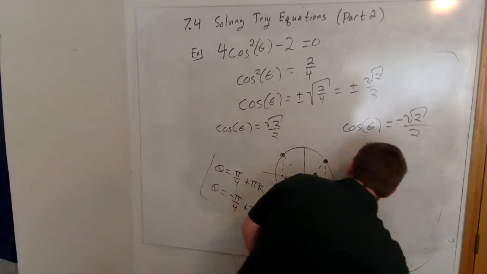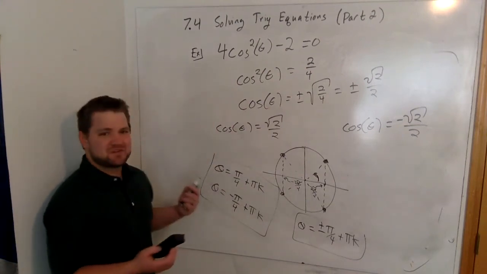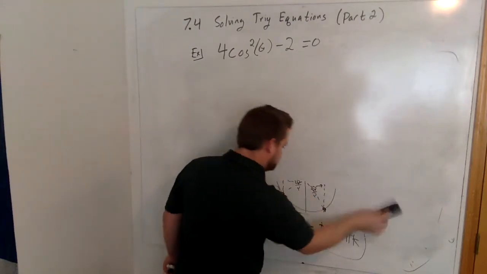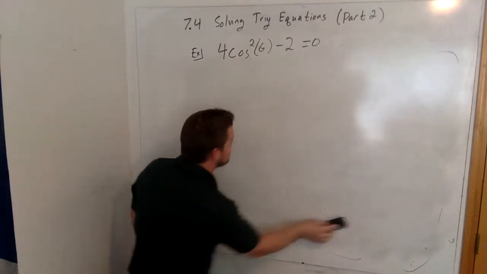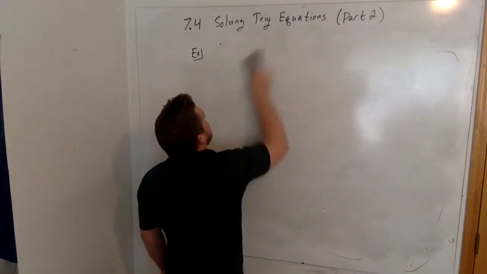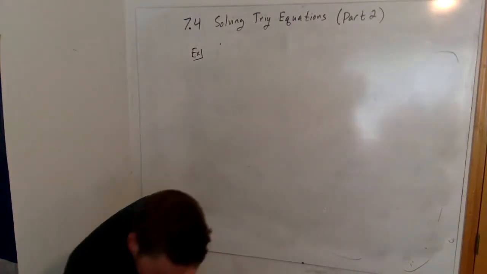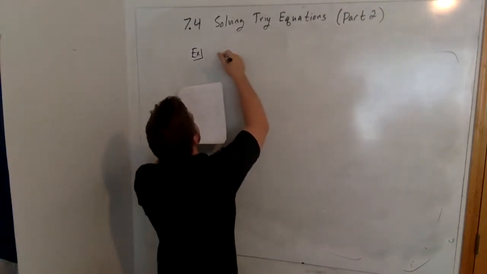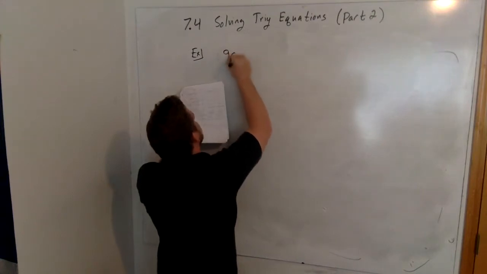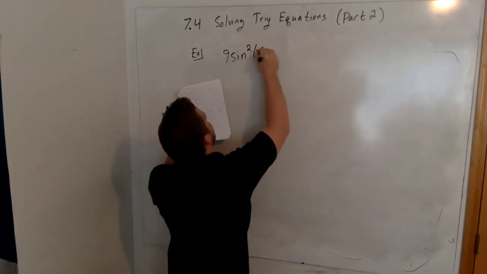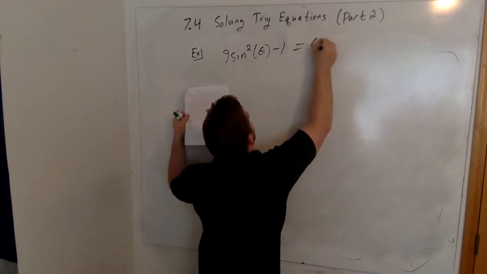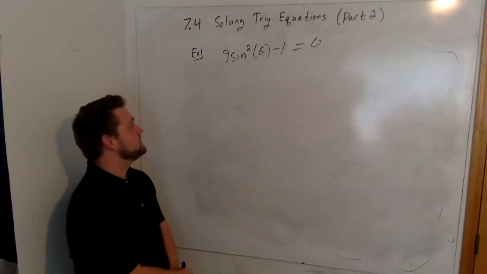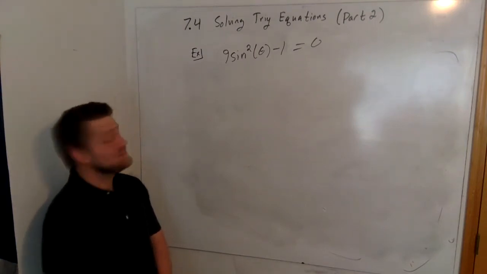Okay. Let's do a problem where the numbers aren't so friendly to us. How about we want to solve 9 times sine squared of theta minus 1 equals 0. Go ahead and pause the video and give a shot at solving this equation here. Okay, let's do it.